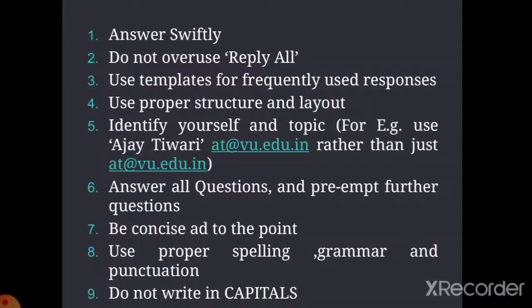Answer all questions and preempt further questions. Okay, in mail you have to answer all the questions, otherwise there is no complete communication. Okay, preempt further questions means many more questions can come up, so you have to answer them beforehand. Okay, so that the conversation does not become long. So you have to answer all the questions before they even ask you.